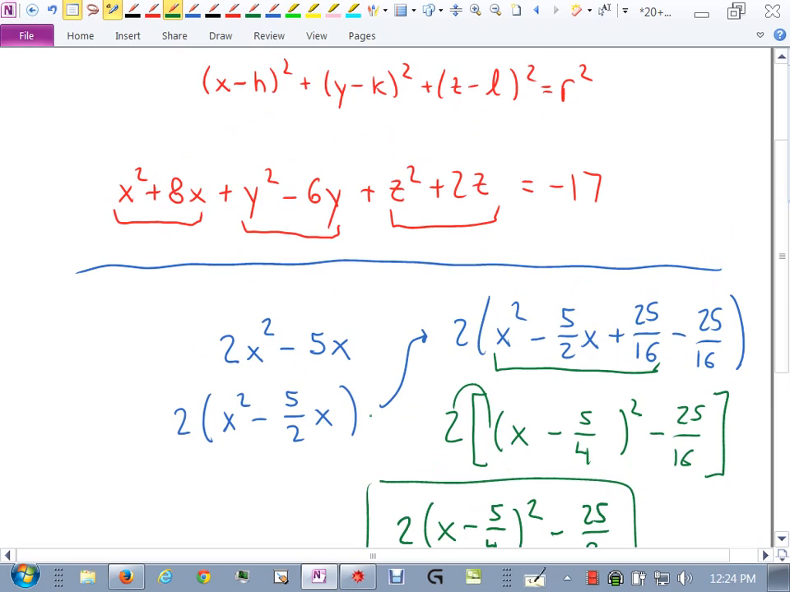Now, on your homework, you'll have to do things like this. Complete the square, complete the square, complete the square. You'll have a bunch of constants. You take them to the other side, and that'll give you your radius.